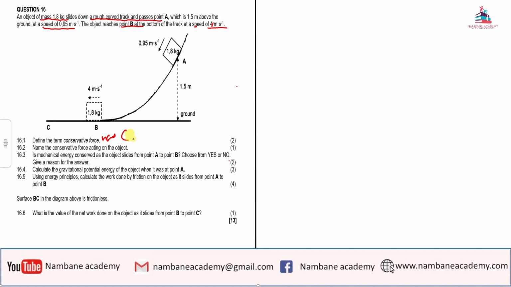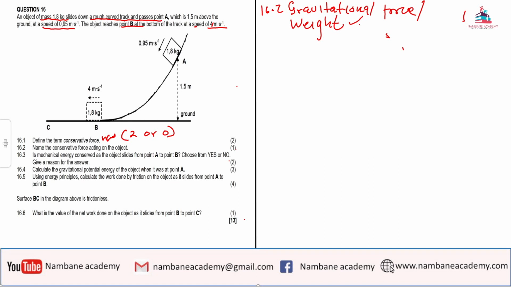Fine. So like I said, this definition will be now 2 or 0. So it is important that we know our definitions. At 16.2, name the conservative force acting on an object. That should be now the gravitational force, or one can easily use the word weight. That will also be accepted. Then that becomes your easy 1 mark.